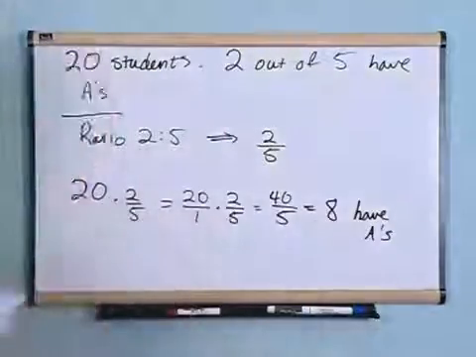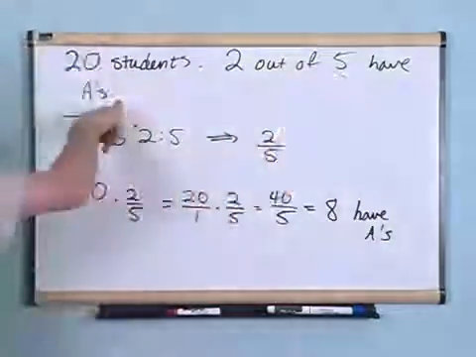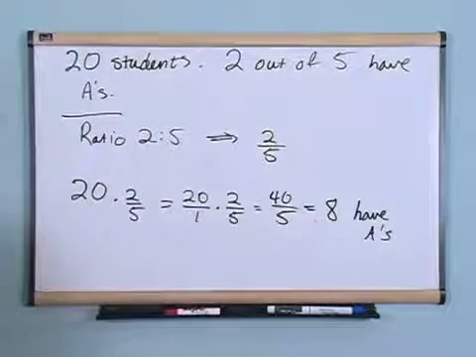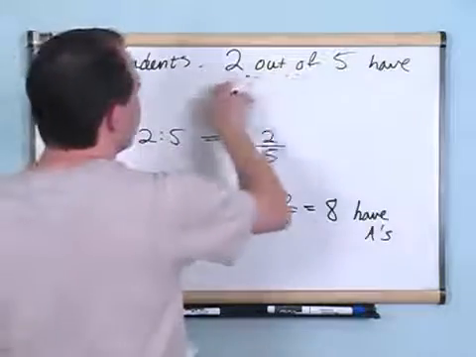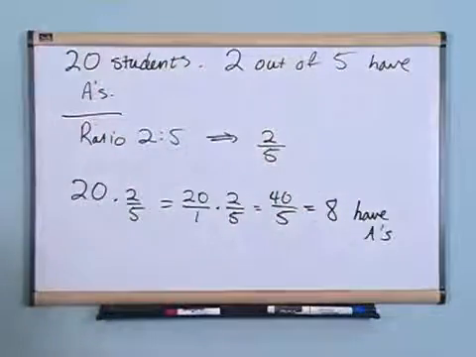Okay? So that kind of makes sense. 2 out of 5 people have A's. 20 total students in the class, 8 of them have A's. And that's kind of how you do it. You define a ratio, which is what they're giving you here. Anytime you see something out of something, that's a ratio. It's a dead giveaway for a ratio.